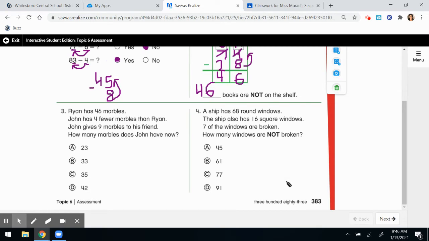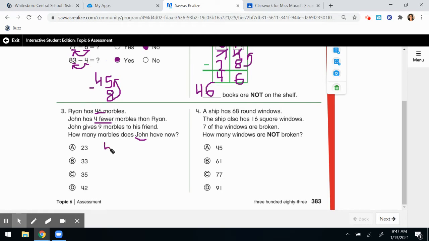Now I'm on number 3. Number 3 says Ryan has 46 marbles. John has 4 fewer marbles than Ryan. Then John gives 9 marbles to his friend. How many marbles does John have now? To find out how many John has now, we need to find out how many he had to begin with. What I know in the beginning is that Ryan has 46, and I know John has 4 fewer than Ryan.